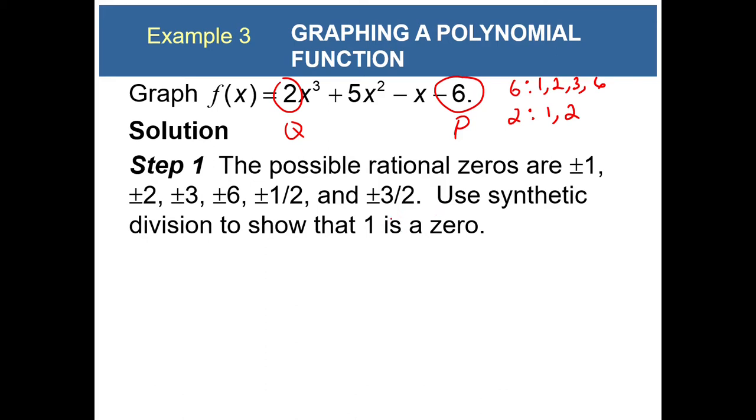We will now use synthetic division to show that 1 is a 0. Now, how did I know 1 was a 0? I used guess and check. Basically, I started plugging in values from my list of possible rational zeros. And I thought, hey, 1 is a very easy number to use. So I plugged the 1 into the x values, and when I did the math, it gave me 0, so I know 1 is a 0. So I'll use synthetic division now with 1.